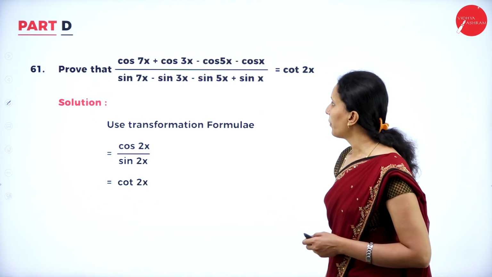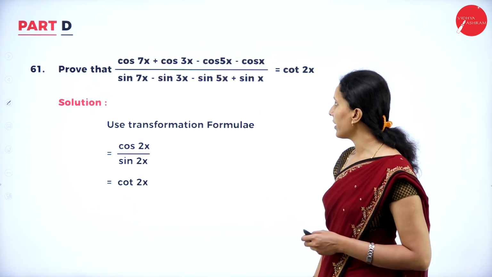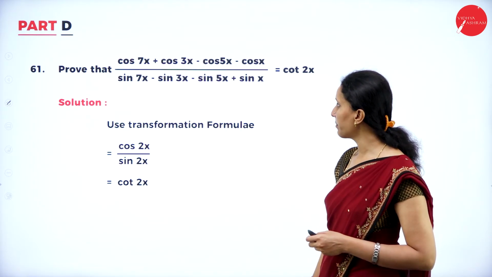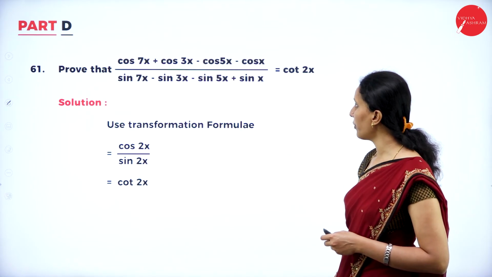Next one, prove that cos 7x plus cos 3x minus cos 5x minus cos x over sin 7x minus sin 3x minus sin 5x plus sin x is equal to cot x.